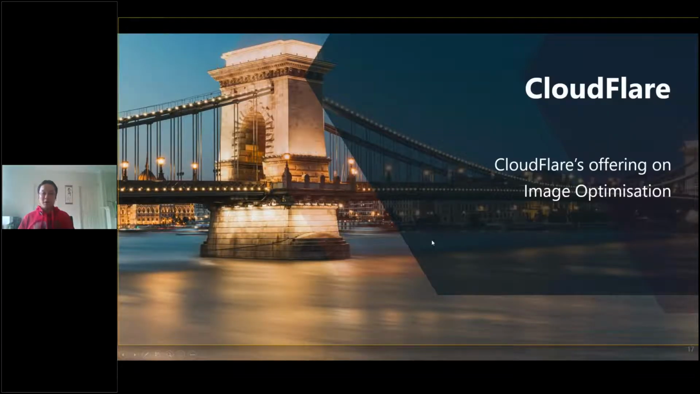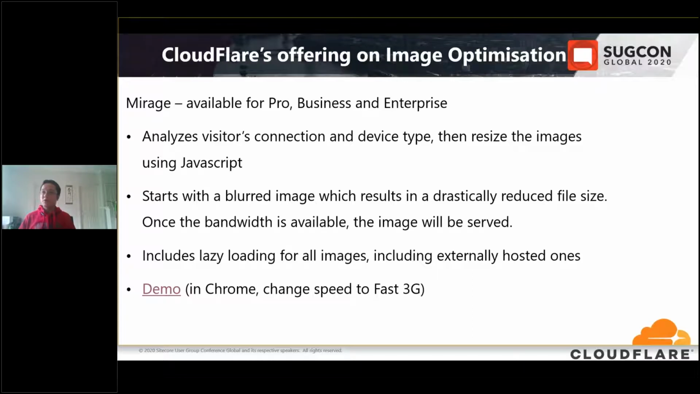So quickly go through what Cloudflare's offering has with image optimization. They do have a quite good offering, Mirage, which is available for the Pro, Business, and Enterprise plans. It analyzes the connection and device type to automatically resize the images on the site using JavaScript, so that it doesn't serve a ridiculously large image out to the user. It virtualizes the images so that a visitor on a poor connection will get a smaller version at a lower resolution until they can access higher bandwidth, and then it loads out the image.